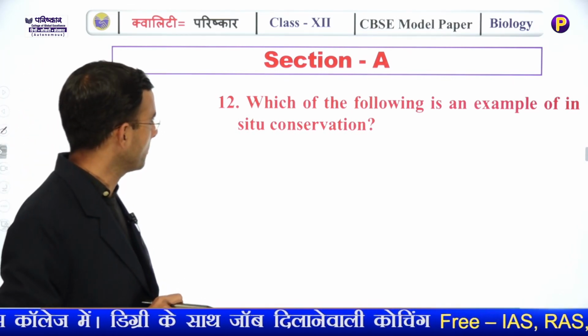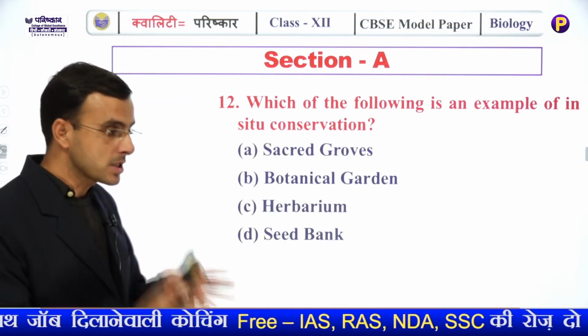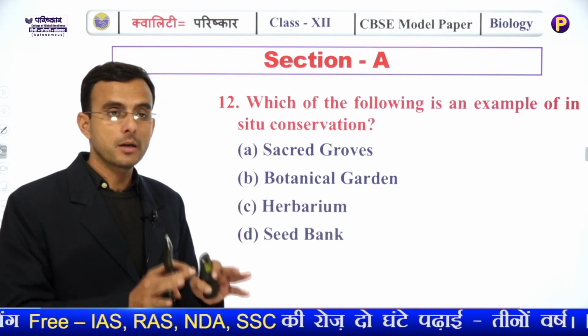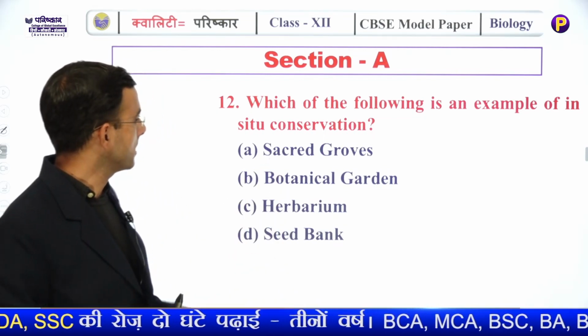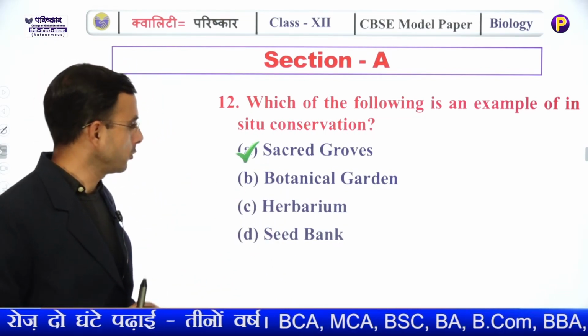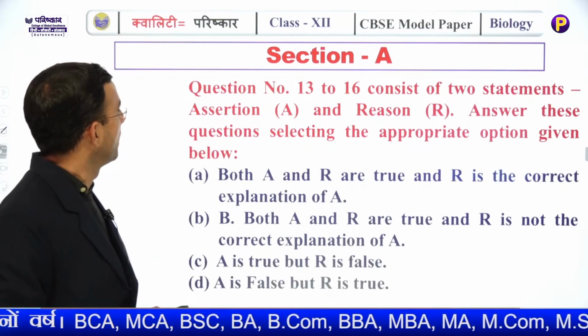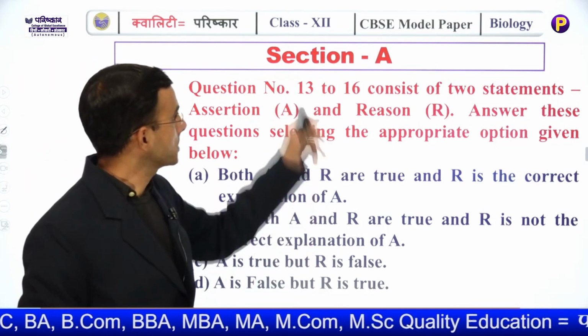Now next one: which of the following is an example of in situ conservation? That is also from biodiversity, and in situ means conserving that species or those organisms in their particular habitat, and the answer is sacred groves, because they are not artificially developed by human beings. Now that is the second half of section A.